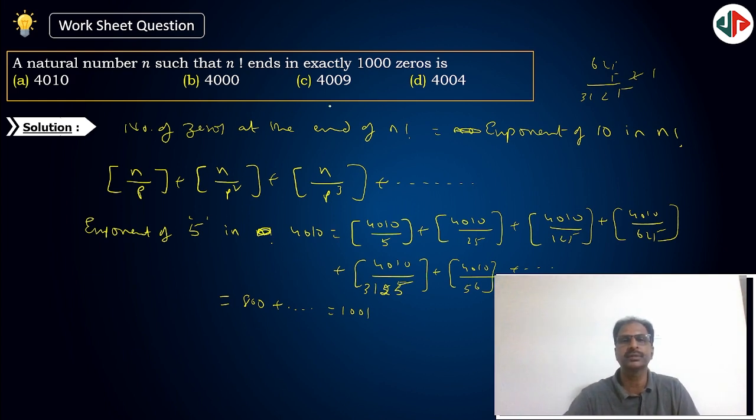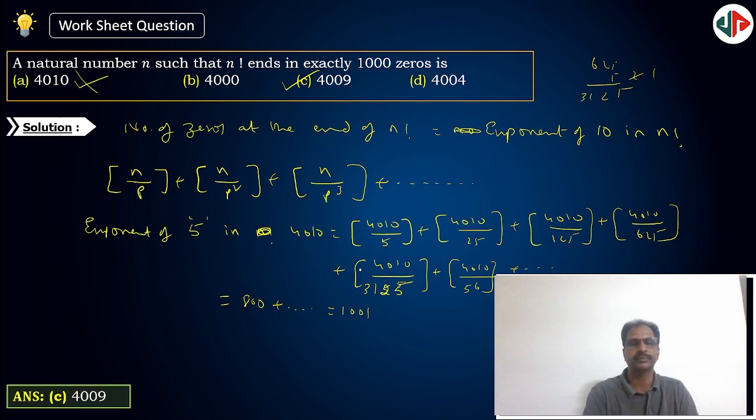But the question is 1000 zeros should be there. But here power of 5 is 1001. Hence power of 10 will also be 1001. So 1001 zeros will be there for 4010. But we require the number which has 1000 zeros. So obviously it will be 4009. So take 4009 and find the exponent of 5 and you will see that exponent of 5 in 4009 will be 1000. So option C is the correct answer.